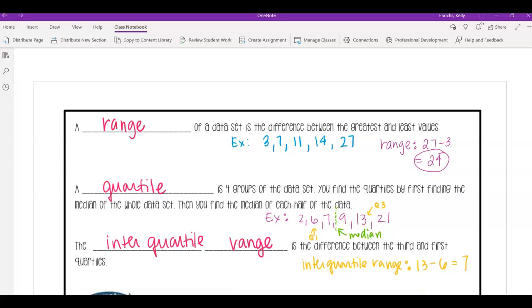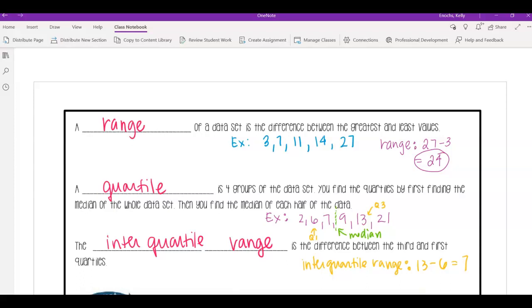So I have a little data set there. The greatest number is 27, smallest number is 3. Find the difference between those, and I get a range of 24. So that tells us how far apart our data values are. Sometimes we want a big range, and sometimes we don't want a big range.